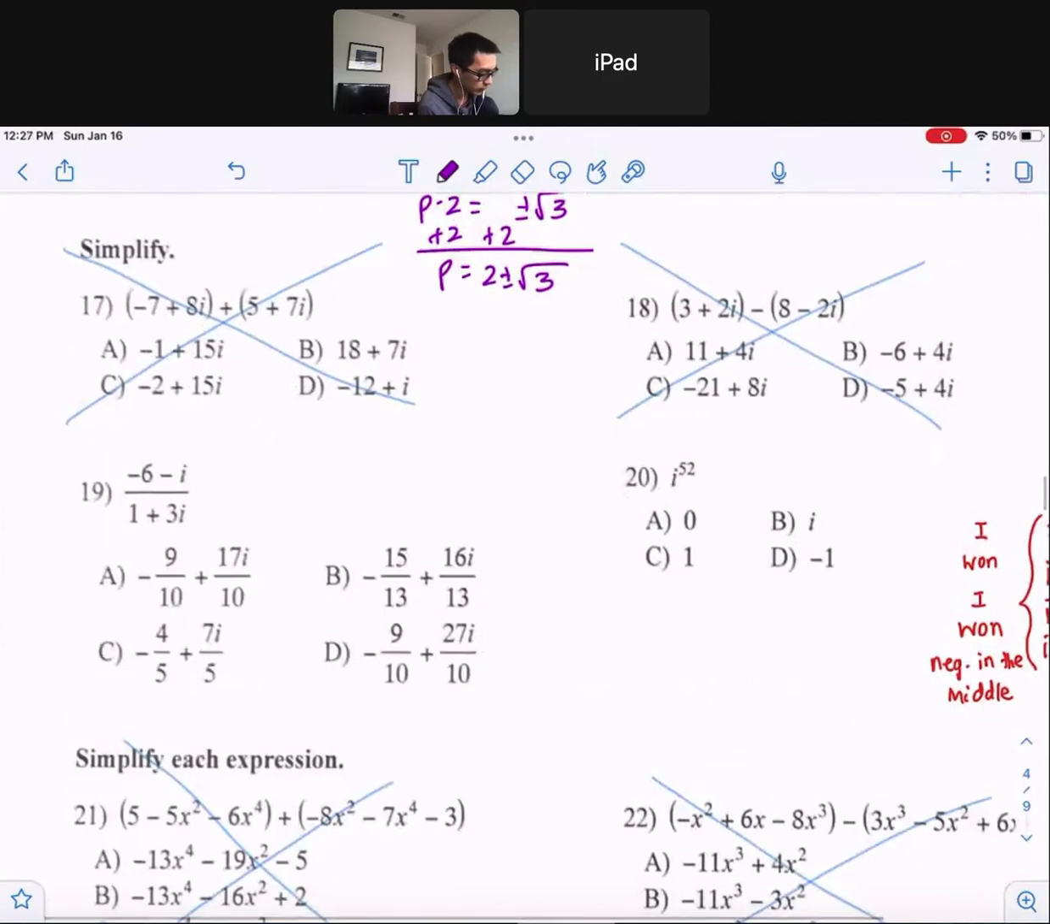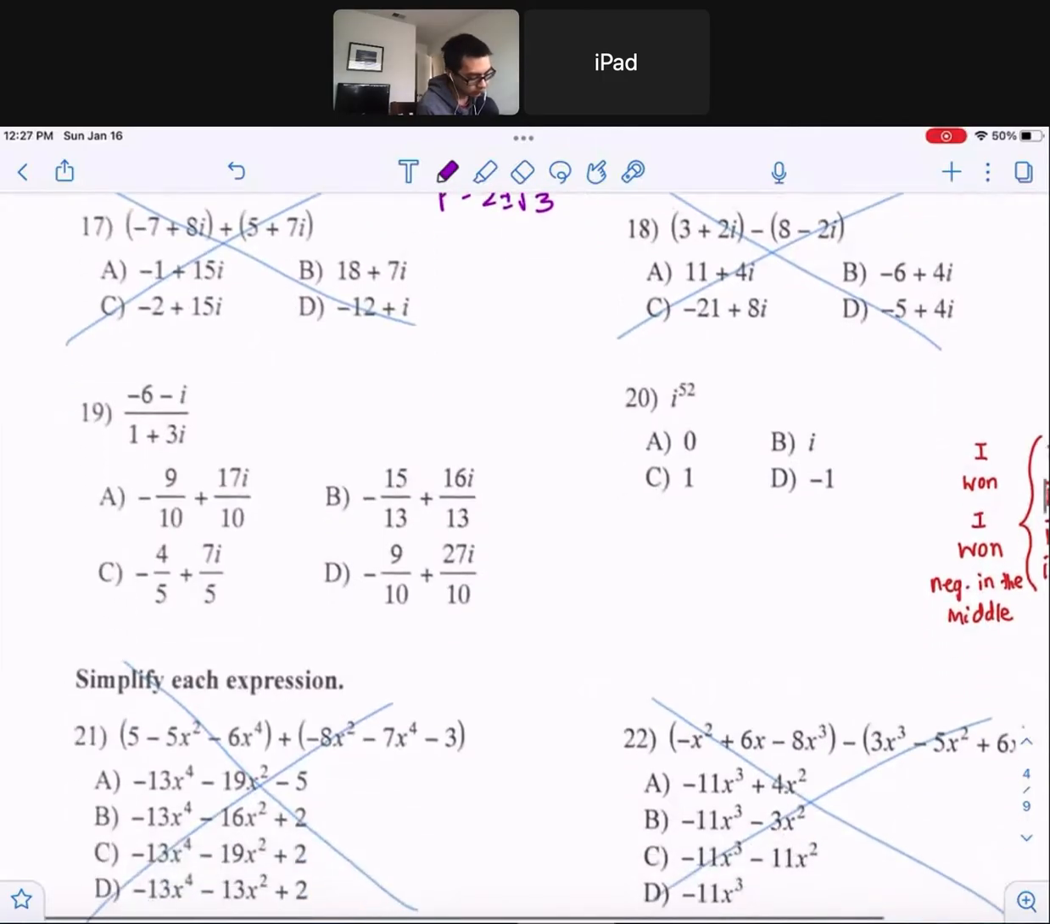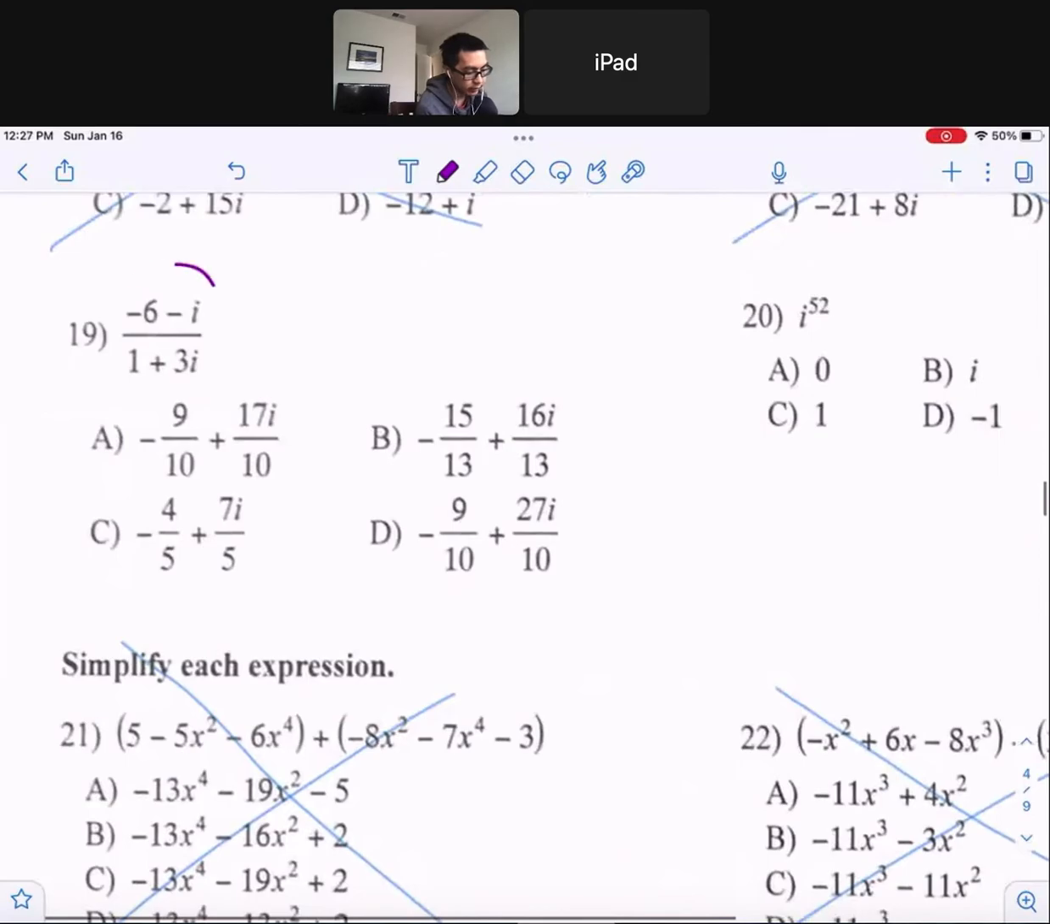Okay, so we're going to skip 17 and 18. Now we're going to go for 19. Okay, so for 19, you guys, this is where you got to multiply top and bottom by the complex conjugate, which is the opposite of this sign only. So 1 minus 3i, multiply it to top and to bottom. So distribute.